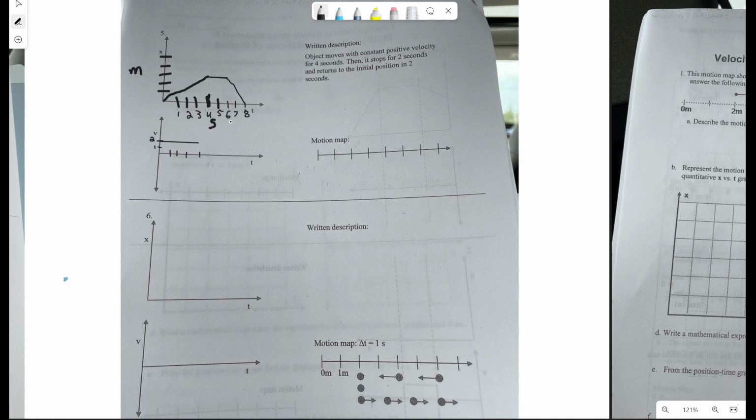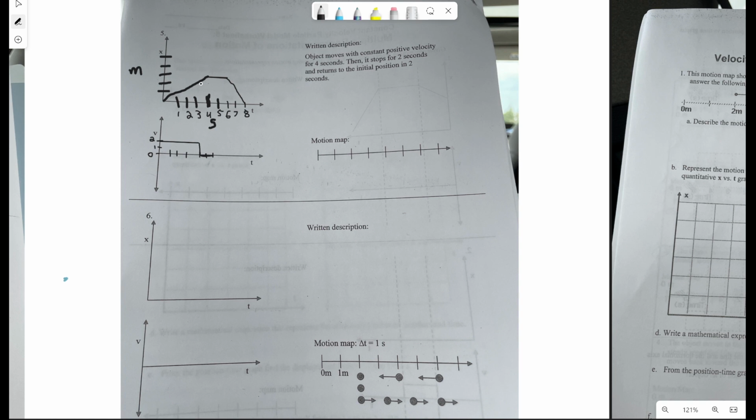And then we said it stopped for 2 seconds. So in this case, we have to have a velocity of 0. So I'm going to draw a line down. And then again, this is 1, 2 seconds. And then you can kind of bold it out a little bit. And then it returns to its initial position in 2 seconds.